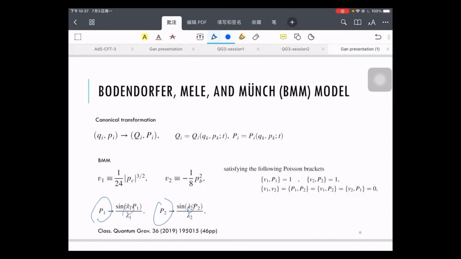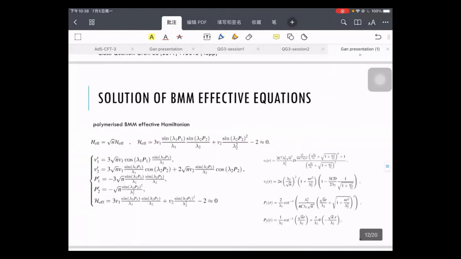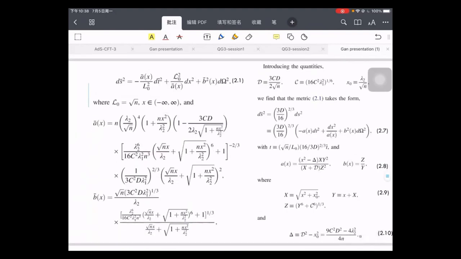constant quantum parameters. Okay, we can see the variables just follow simple Poisson brackets. And then the BMM effective Hamiltonian can be written in terms of them. Also, we can get the effective equations of motion from this effective Hamiltonian constraint, and also the solutions. Okay, when we plug this solution back into the metric, we can get the effective metric, which describes the effective black hole interior.